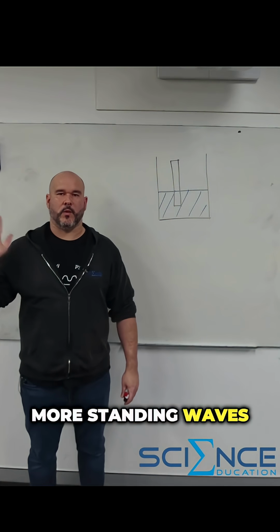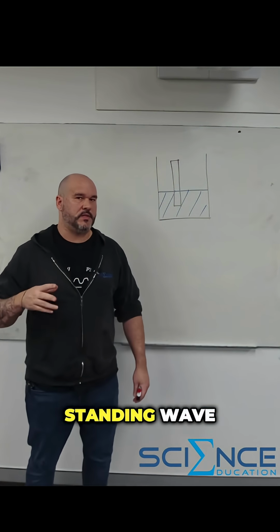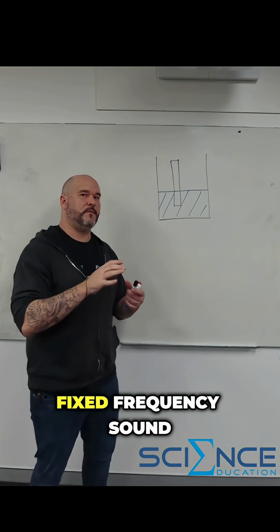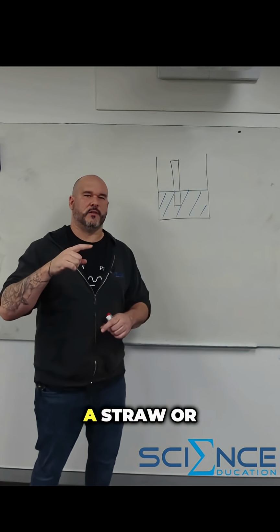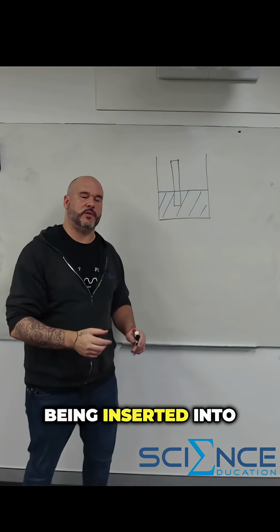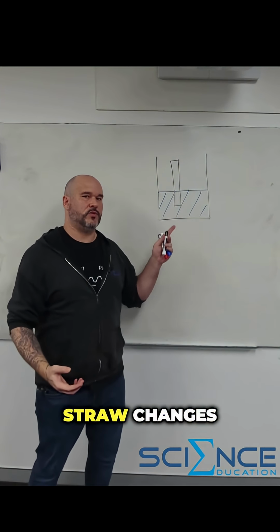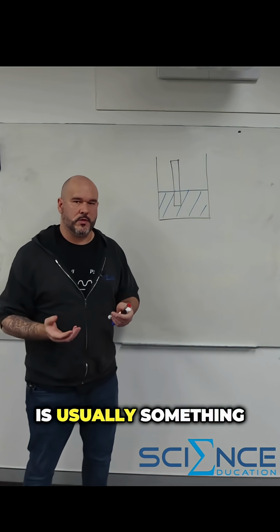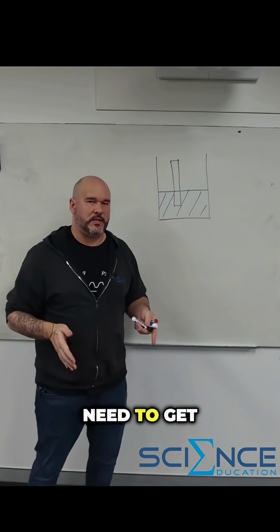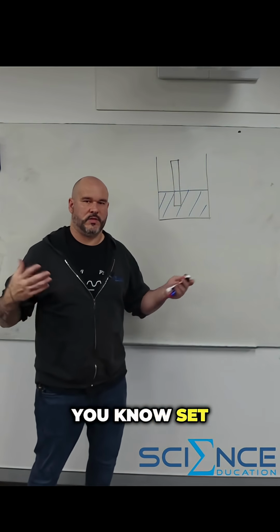Back for some more standing waves. The second common type of standing wave problem is when you have a fixed frequency sound wave and a straw or something like that being inserted into more and more water, so the length of the air column in the straw changes. And the question is usually something like, how far does the straw need to get into the water to set up a standing wave?